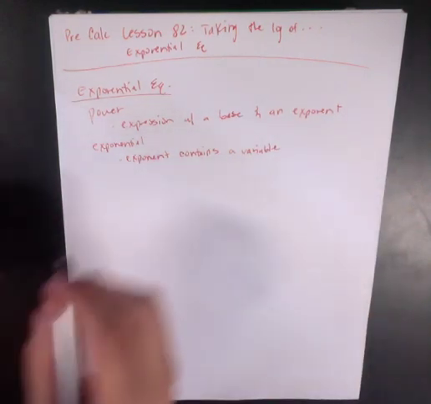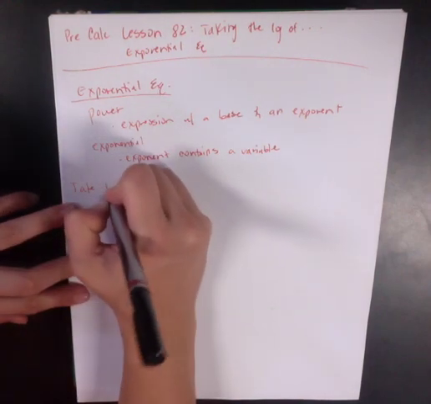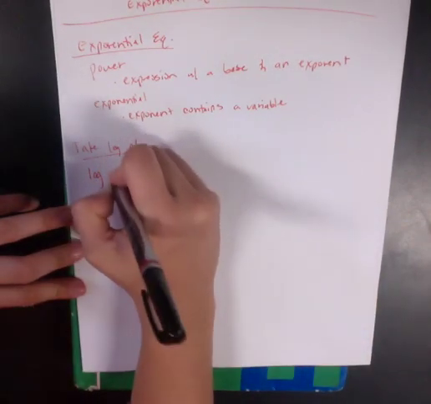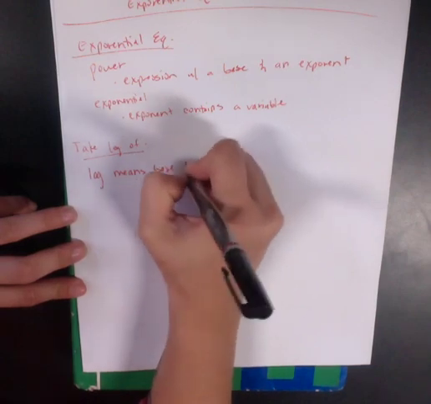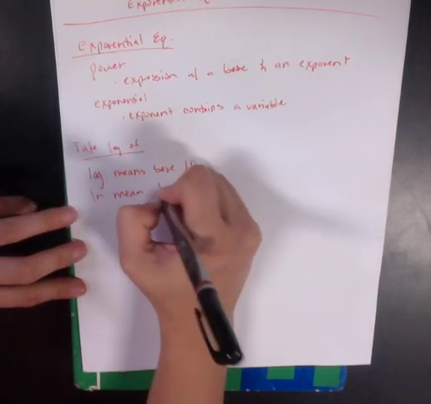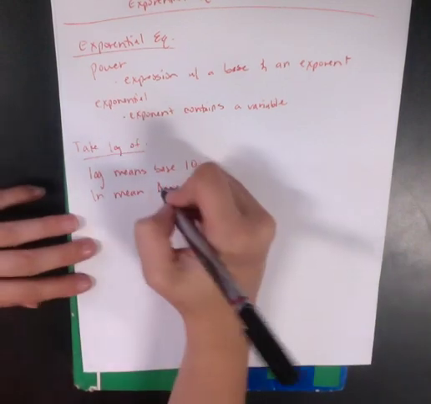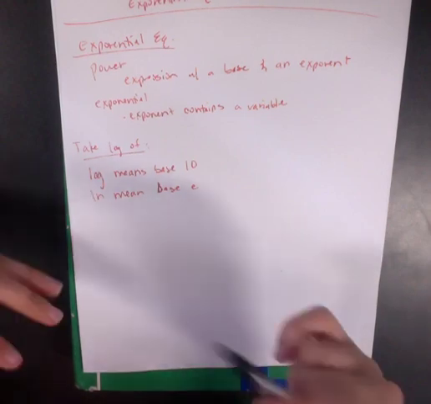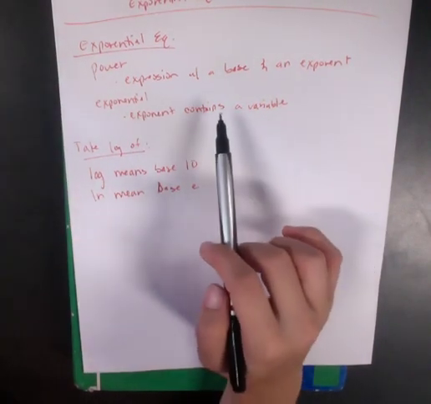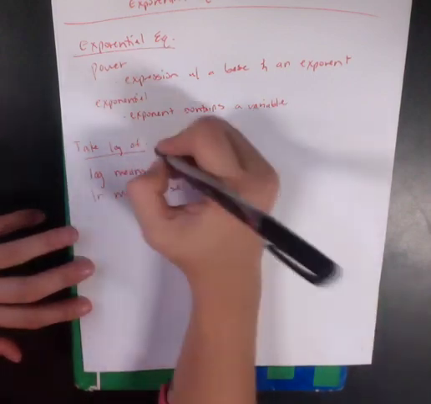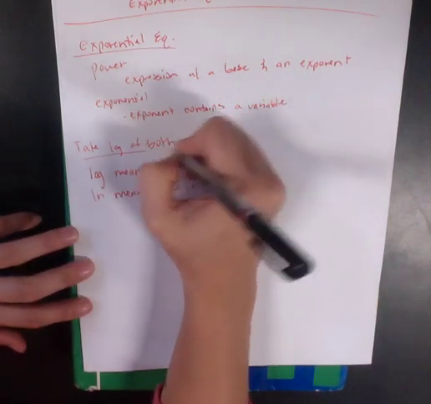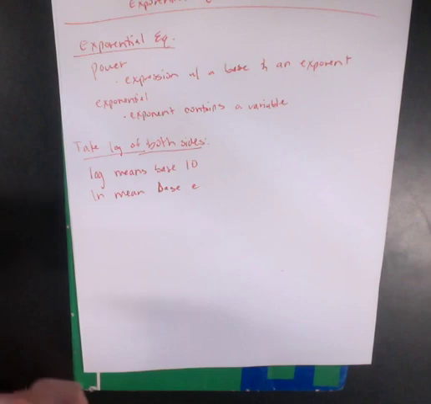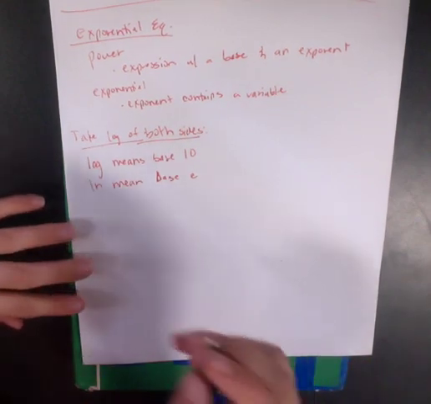Okay? Now, taking the log of, what does this mean? We remember that log means a base 10. The natural log means a base e. So when we're dealing with tens, you should use the log. When we're dealing with e's, you should use the natural log. And if we have different exponential equations, we can actually solve it by taking the log of both sides. Okay? So I'm just going to jump into an example because I think it will be the easiest.